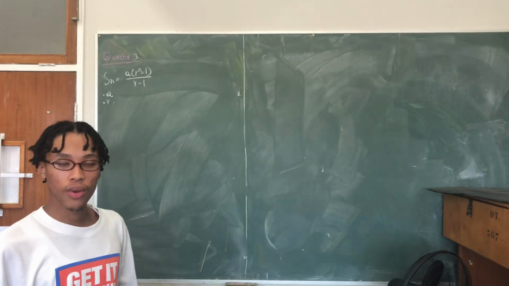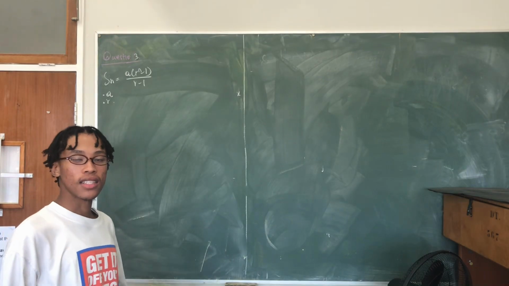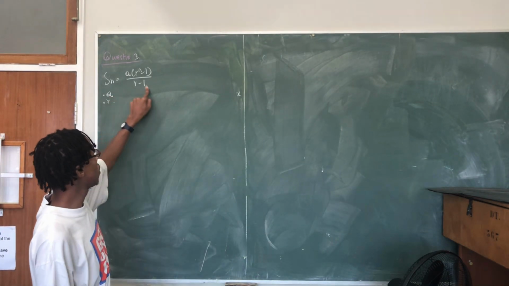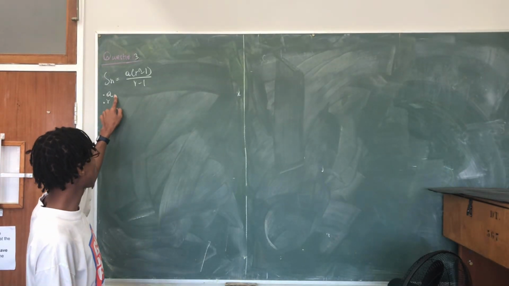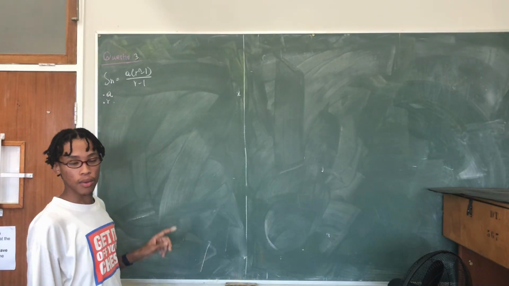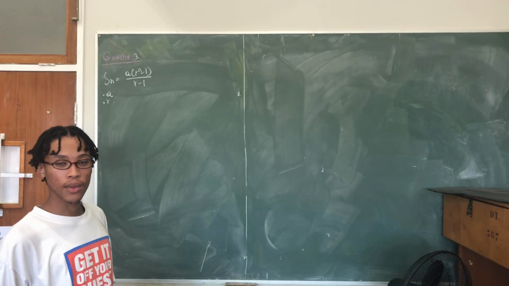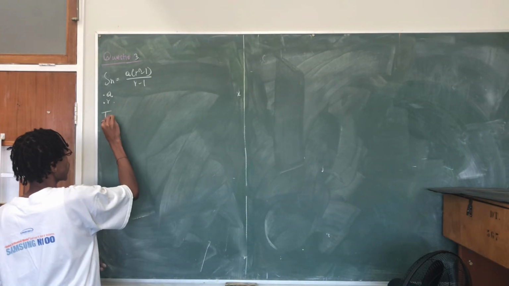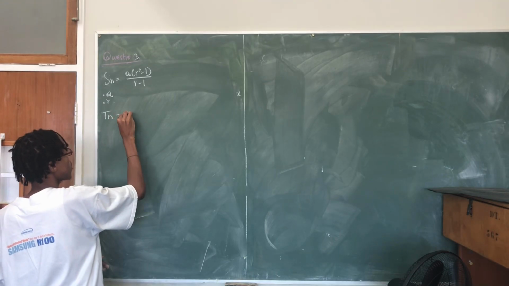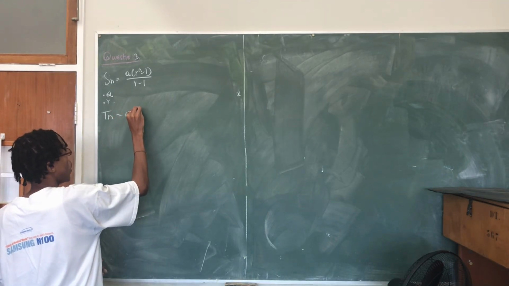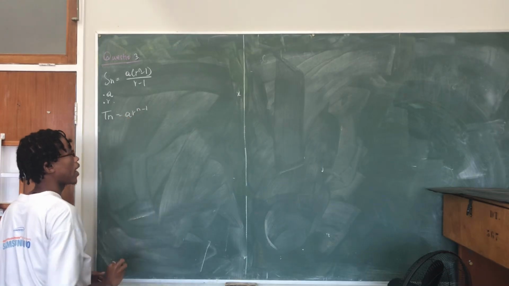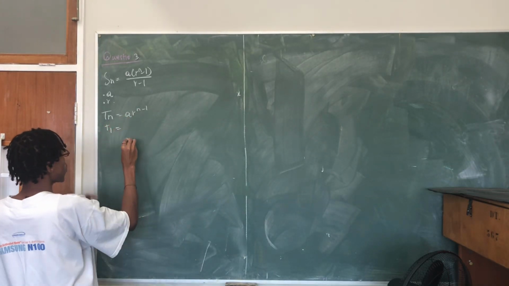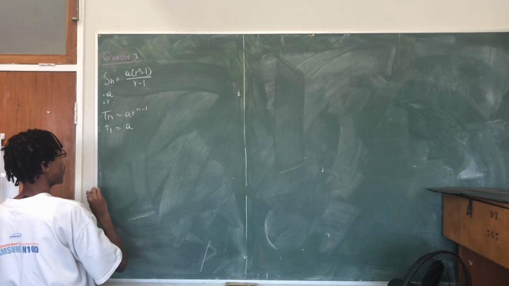The first question in question 3 is asking us to prove that the sum of any geometric sequence can be given by this equation, where the first term is a and the common ratio is r. So the first thing that we do is that we can get our terms by saying in a geometric sequence, Tn is equal to a times r to the power n minus 1. The first term is going to be a. We have our first term.